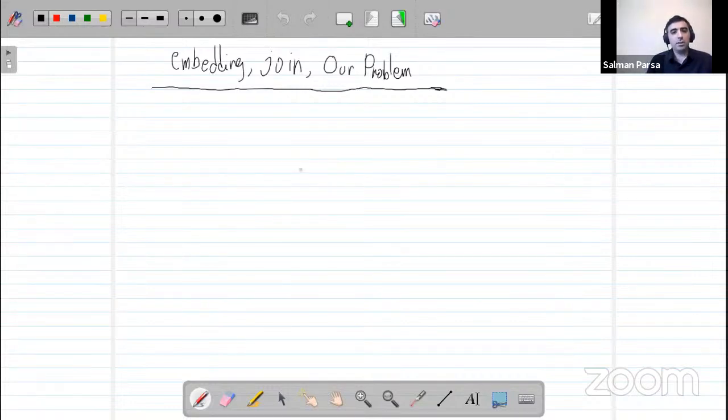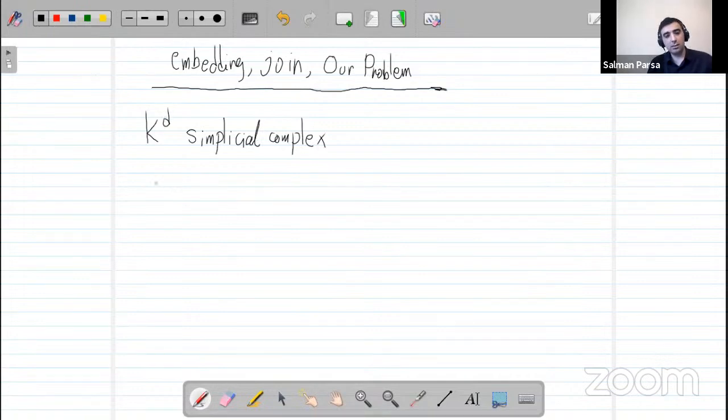So I'm going to talk about embedding. By the way, make sure you ask questions. If you have questions, please interrupt me and ask questions. I'm going to talk about embedding of simplicial complexes into double dimension. So imagine we have K, which is a simplicial complex, and let's say it is d-dimensional.